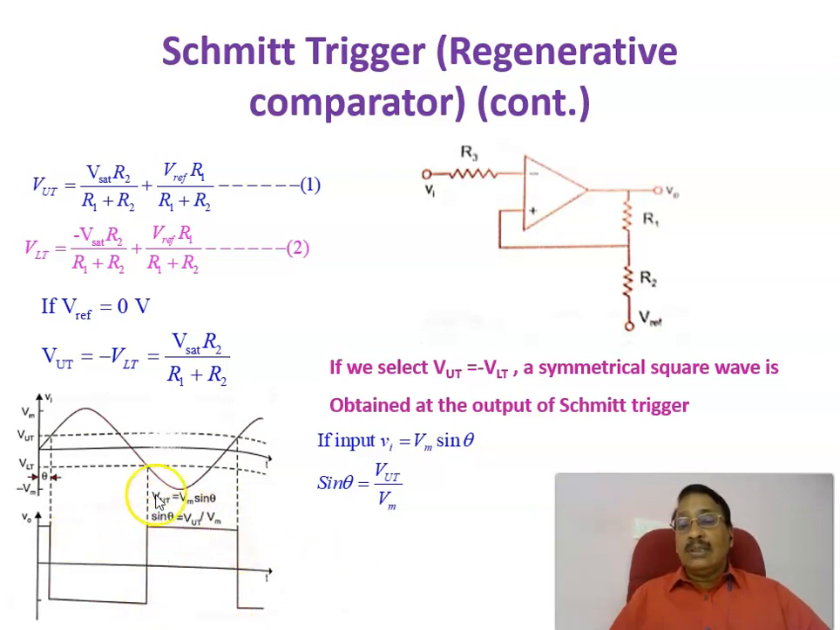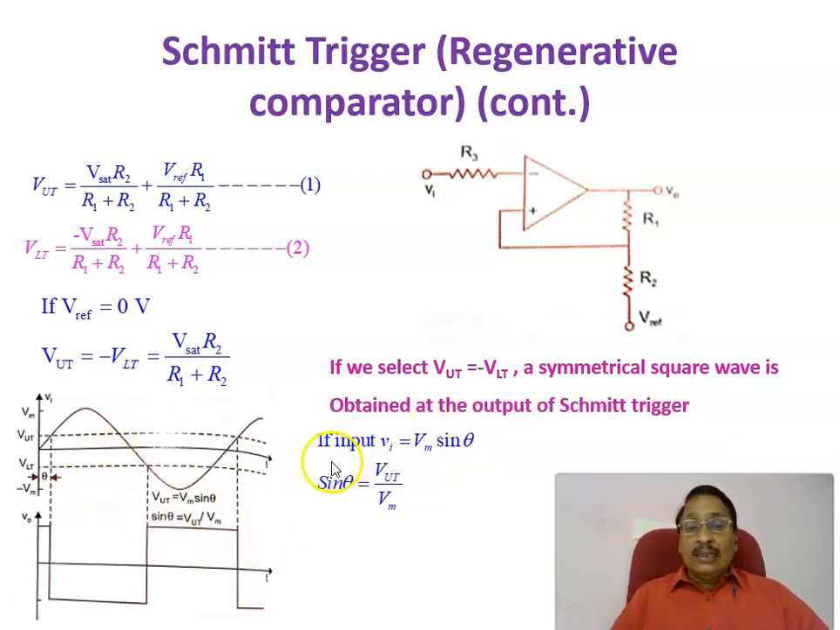Then you are converting this sine wave into a square waveform, by making the reference voltage equal to 0. Therefore, if you select the upper threshold voltage to be the same as the magnitude of the lower threshold, with a negative sign, VUT equal to minus VLT, a symmetrical square wave is obtained at the output of the Schmitt trigger. That can be observed from this.